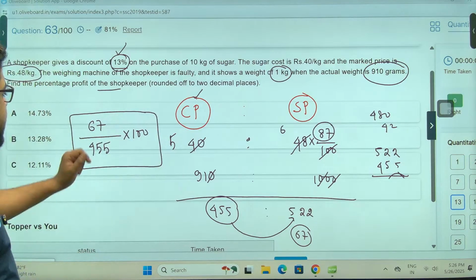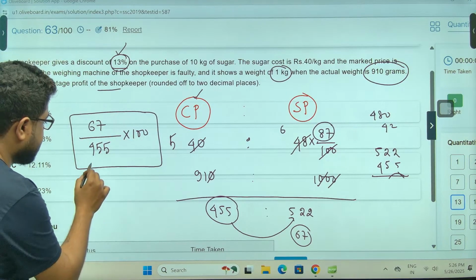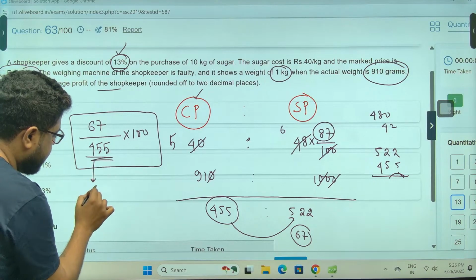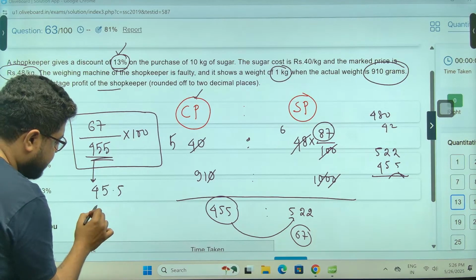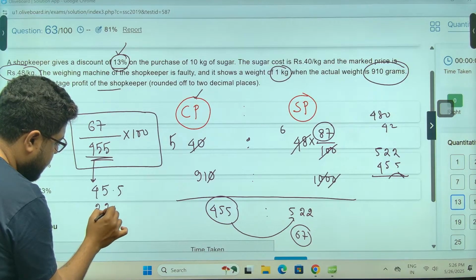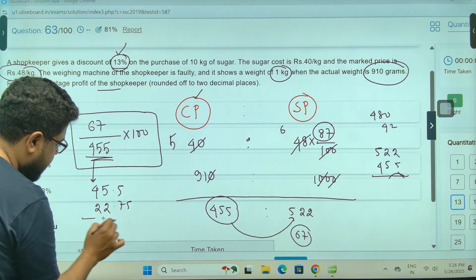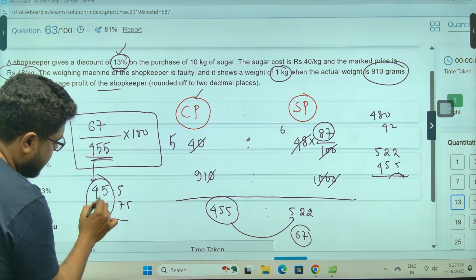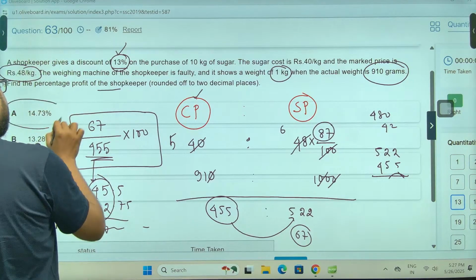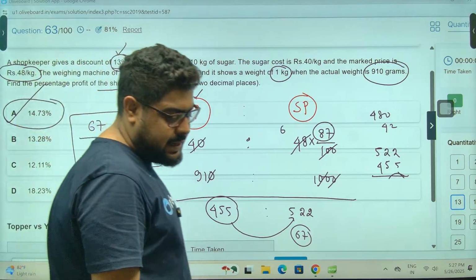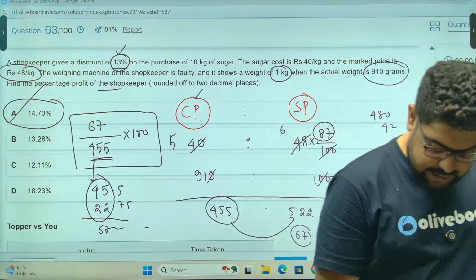Sir, 455 looks like around 15%, sir. 455, 10% is 45.5. 5% is half of that. That means, sir, 22.75. So this is 45. This is sir 67 point something. Yes sir. So just less than 15% will be the answer. Just less than 15% will be the answer.